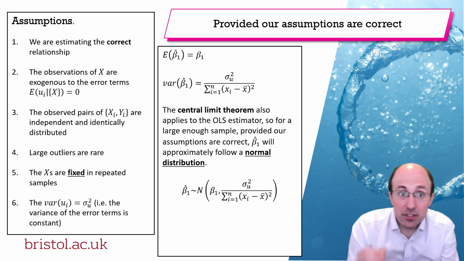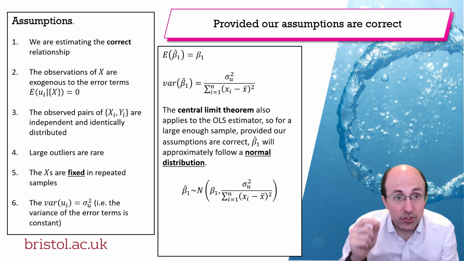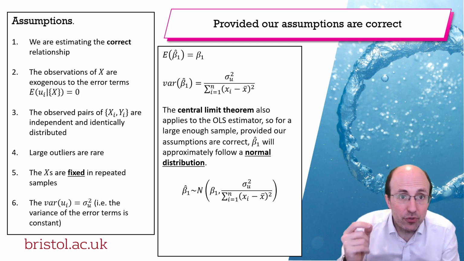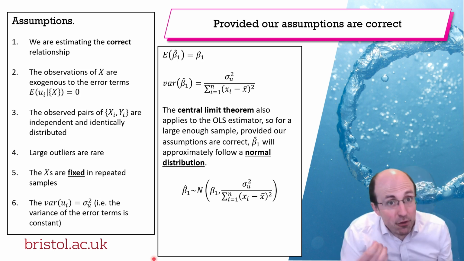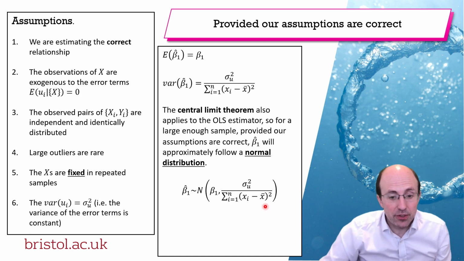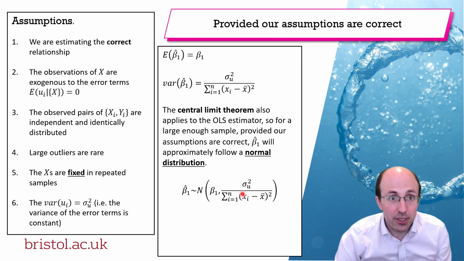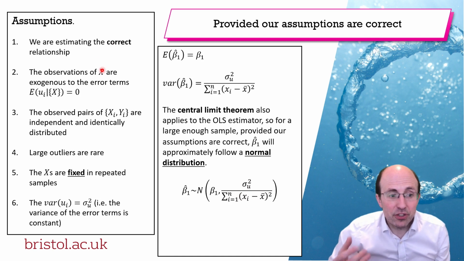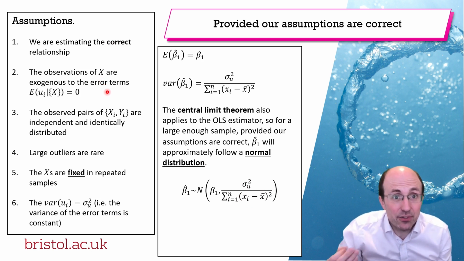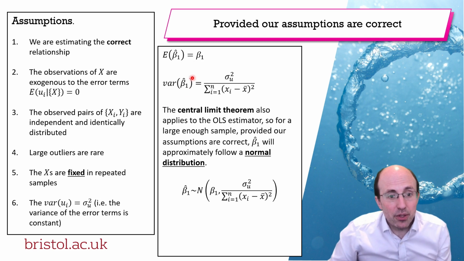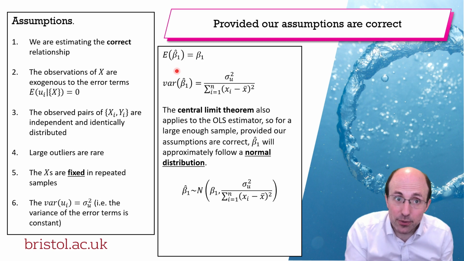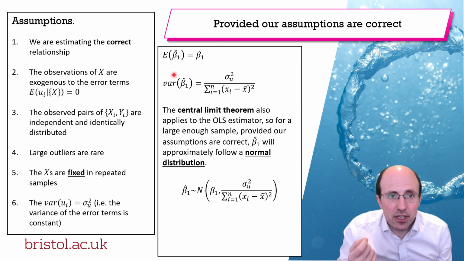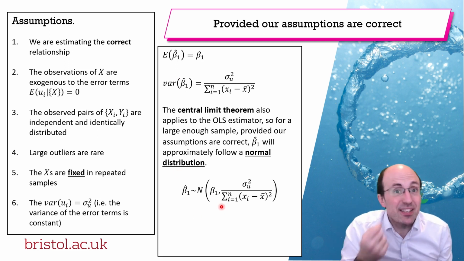Now we've made 6 key assumptions here. If any of those assumptions are incorrect, then the distribution of the OLS estimator, the distribution of the beta 1 hats, will be something different. If, for instance, the variance of the ui's is not fixed, then the variance of the OLS estimator won't be this expression. If the observations of x are not exogenous, if the x's themselves are related to the error term, then the OLS estimator won't be unbiased, so the expectation of beta 1 hat won't be equal to beta 1. So in each of these cases, if our assumptions break down, then the distribution will be something different.